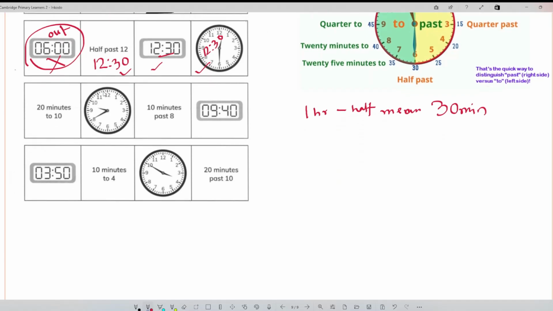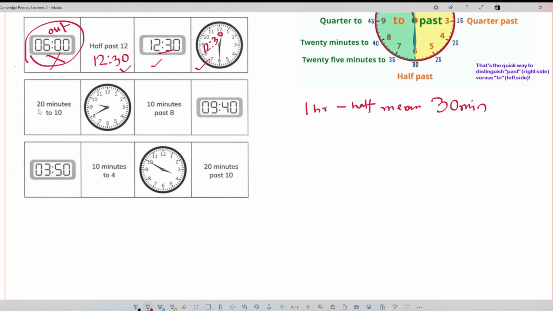Okay, next one. Here it says 20 minutes to 10. To 10 means it's not till 10, it's 9. And we need 20 minutes, so it's 9:40. The analog clock also shows 9:40 because the minute is on 8 and the hour is between 9 and 10, so it means 9:40. And next one says 10 minutes past 8, it means 08:10, and the digital clock shows 9:40. This is okay, this is okay, this is okay. So this one is out.